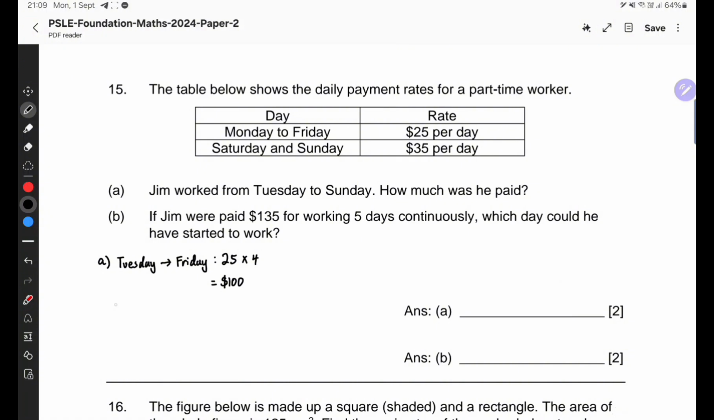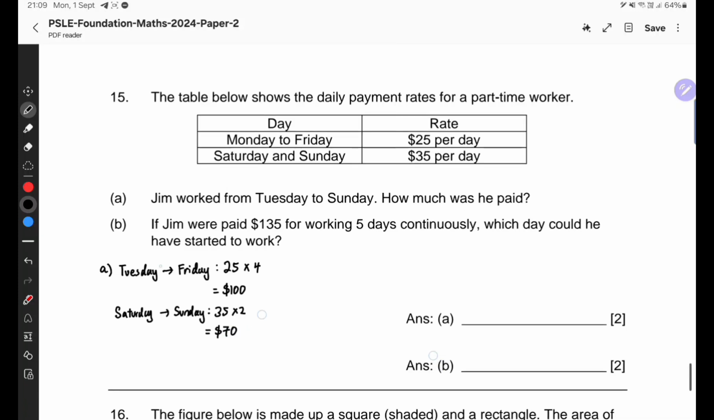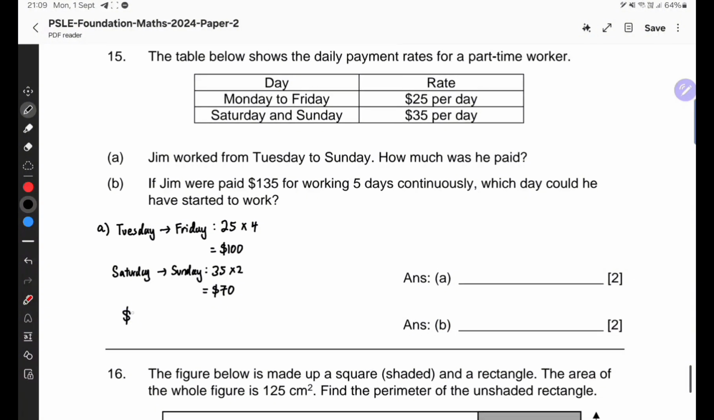Now we are left with Saturday and Sunday. So Saturday to Sunday, okay, is 2 days and with $35 per day. So 35 times 2 is equal to 70. So how much was he paid? You want to find from Tuesday to Sunday. So $100 plus $70 is equal to $170. And this is my answer to part A.